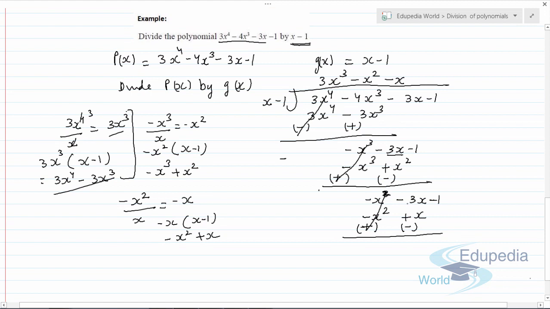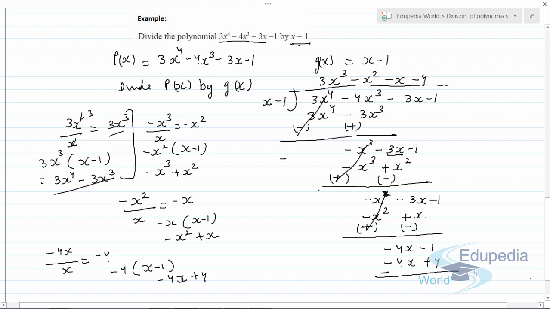What we'll get is minus 3x minus x. The answer will be minus 4x minus 1. Then again what we do is we divide minus 4x by x. The answer will be minus 4. Then we multiply minus 4 with x minus 1. So what we'll get is minus 4x plus 4. So we write the quotient over here. The quotient is minus 4. The equation is minus 4x plus 4. Then we change the sign.